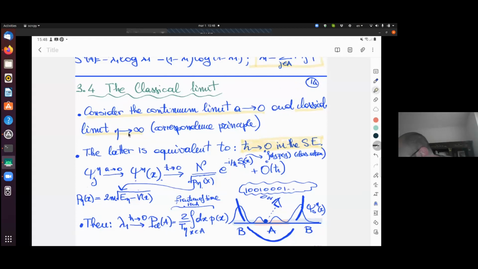So basically, the limit in which, first of all, as I said here, continuum limit, this function psi j becomes the Schrödinger wave function. Then the h bar goes to 0 limit of the Schrödinger wave function, where the wave function becomes just its WKB approximation. Okay, so here we are.